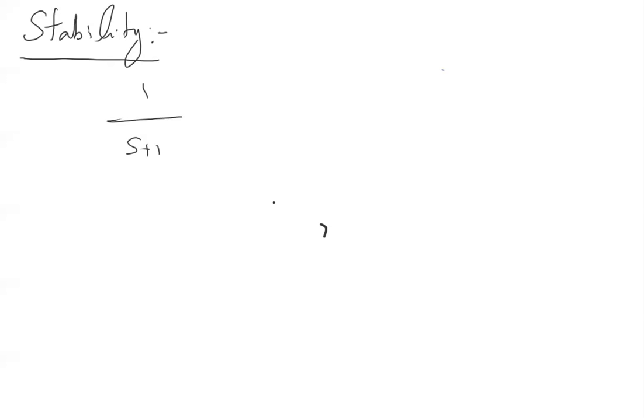So next one thing that we can do is stability. So I'll give, let's say, 6 transfer functions: 1 by s plus 1. Can we plot all the responses? 1 by s plus 1. So 1 by s minus 1.